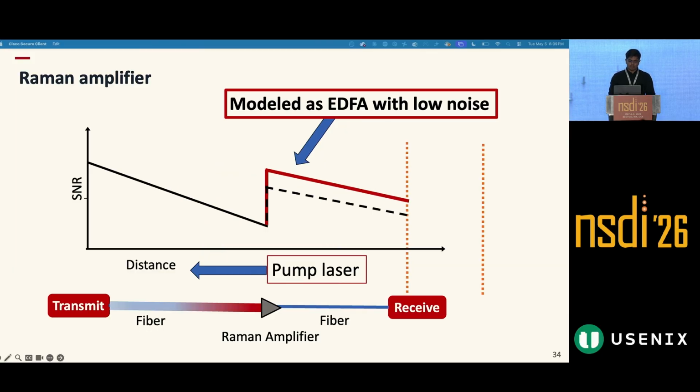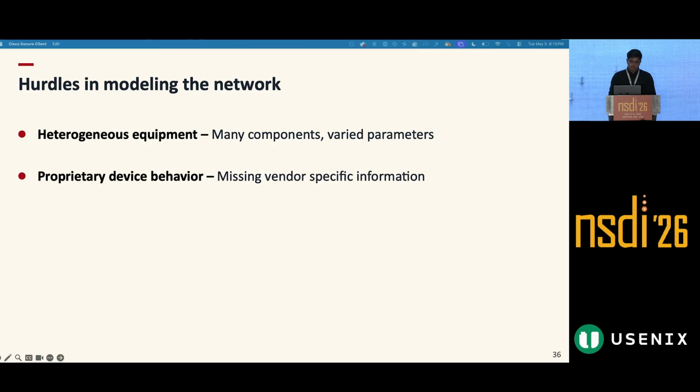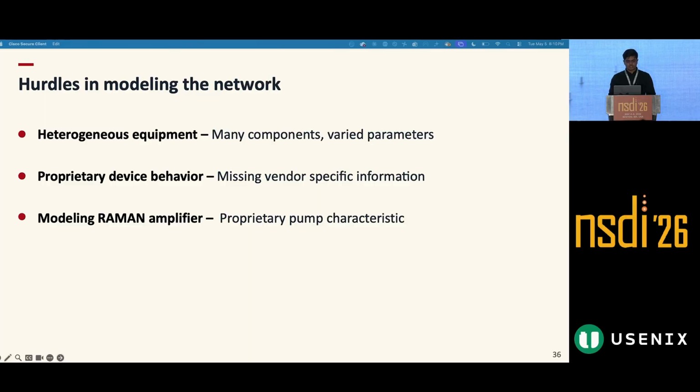So what we did for Raman amplifiers was we modeled them as EDFAs with low noise. So here what would happen is with EDFAs, you would get a higher gain and a lower noise profile. And this is how we modeled Raman amplifiers. A few other hurdles in the modeling were heterogeneous equipment. There are lots of different equipment, all with their own varied parameters. Most of the equipment had proprietary device behavior and missing vendor-specific information, so we had to either approximate or use publicly available information, and modeling Raman amplifiers was hard because of proprietary pump characteristics.